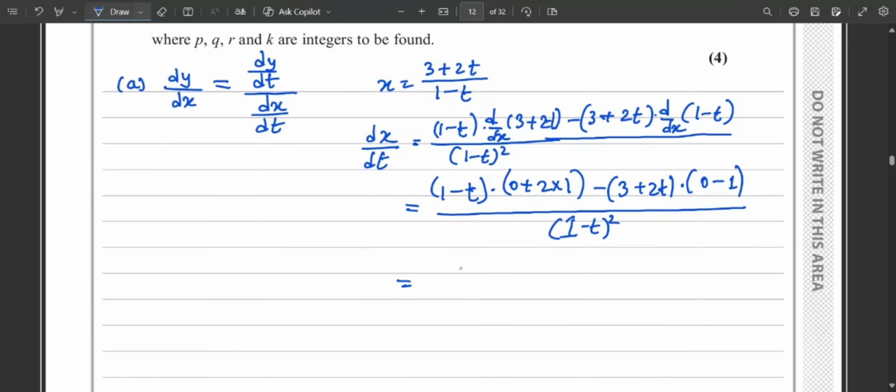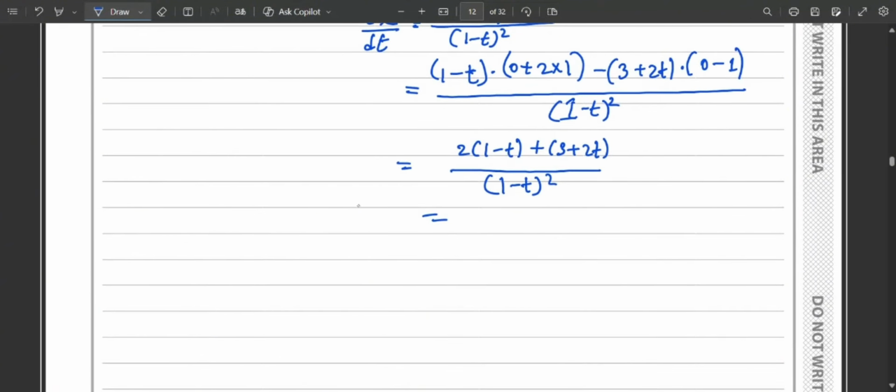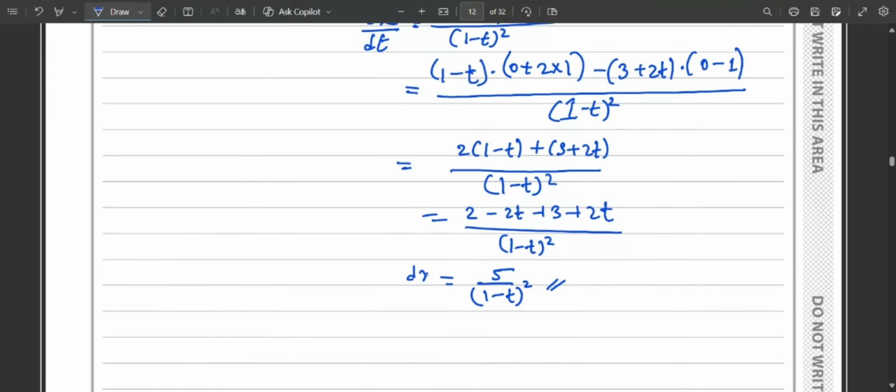So we have 2 into 1 minus t, minus into minus 1 plus 1, 3 plus 2t. This is just simplification at this stage, over 1 minus t whole square. Ultimately, if we simplify further, we get 2 minus 2t plus 3 plus 2t divided by 1 minus t whole square. So minus 2t and plus 2t cancel out. We get 5 by 1 minus t whole square as our expression for dx by dt.